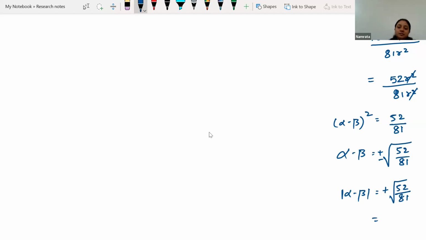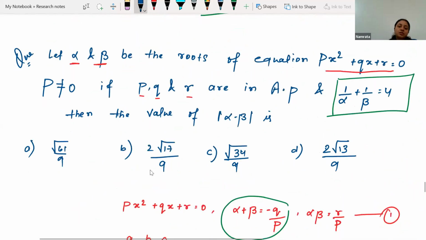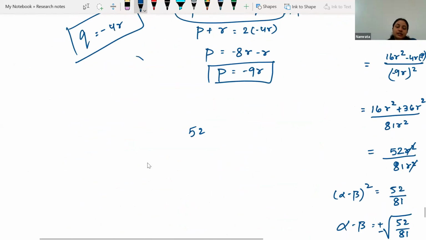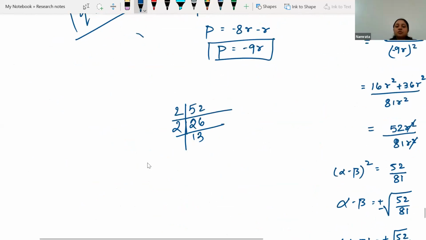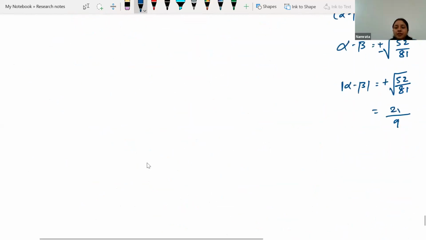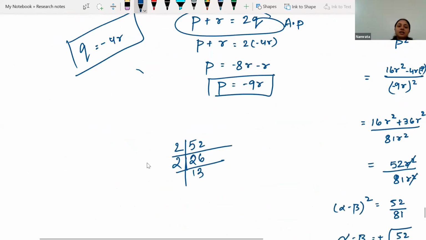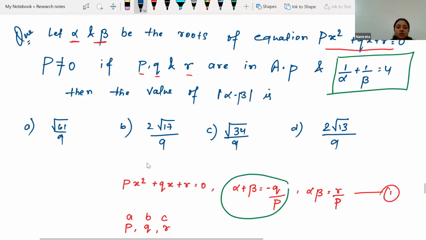Let's try to simplify it. Root 81 means 9. 52, if we will be simplifying it, let's see 52 is there in option or not. No, it's not there. So if we will try to simplify it, 1 times 52, 2 times 26, 4 times 13, so 2 root 13. 2 root 13 by 9. Let's see any option is like that or not. So can you see fourth option is the correct option? Yes, ma'am.